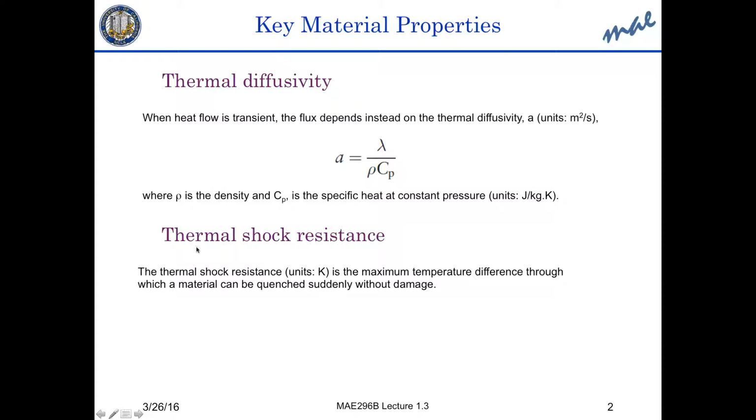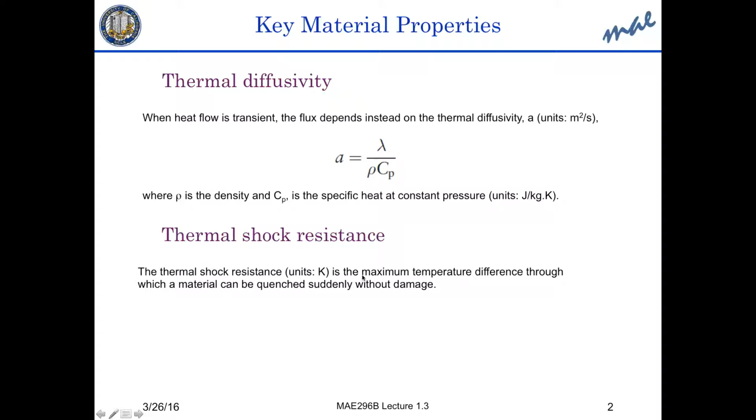The next property that is important is called the thermal shock resistance. And the thermal shock resistance is defined as the gradient, the temperature difference across a sample in units of Kelvin that causes fracture.